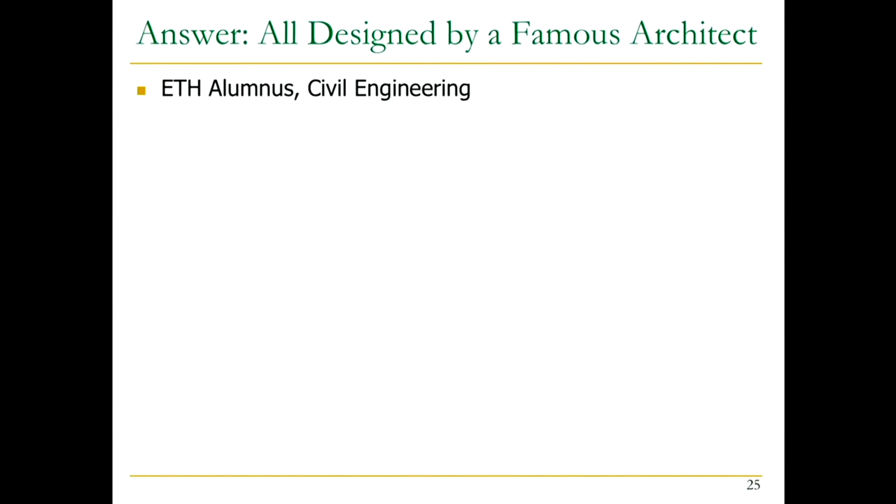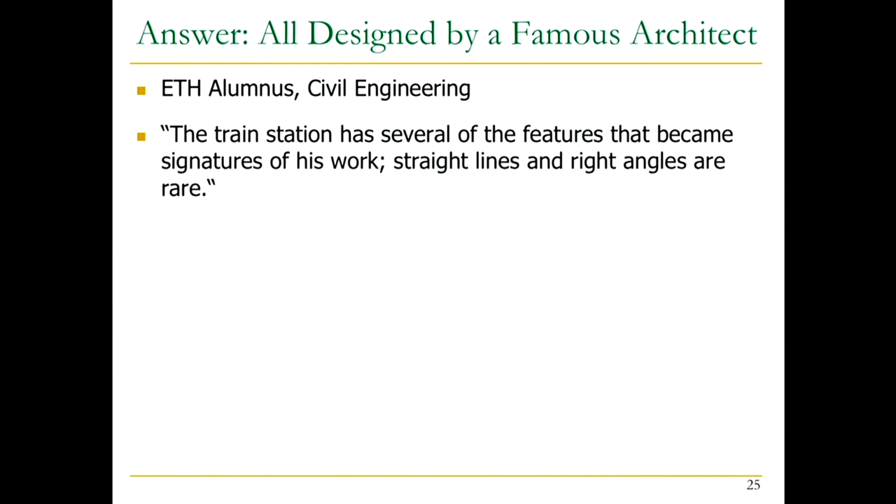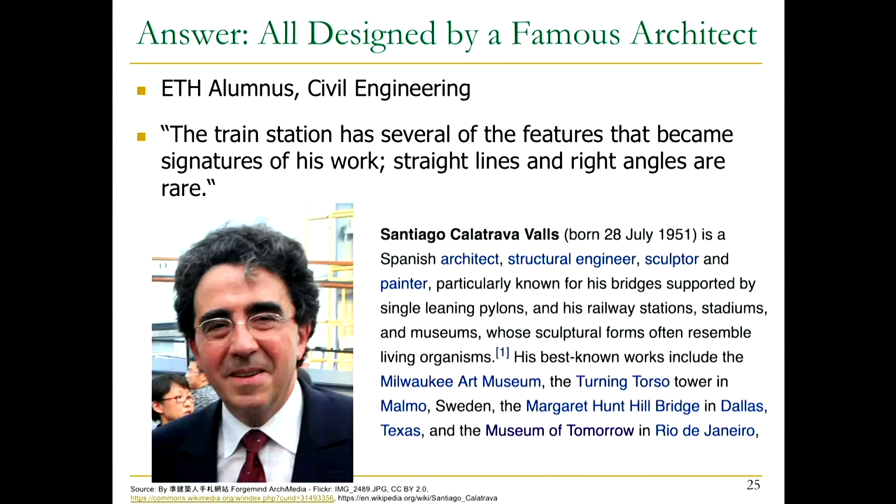But you should know him, because he's an ETH alumnus in civil engineering. And that's actually the reason he designed Stadelhofen. That was his first real big job, if you will. And as you can see, this is some commentary from Wikipedia. The train station has several of the features that became signatures of his work. Straight lines and right angles are rare. And we'll look more into this. Yeah, as you can see, Milwaukee Art Museum is actually one of the highest ranking buildings, actually, that's one of the masterpieces of modern architecture also.